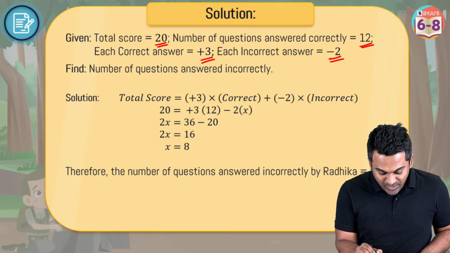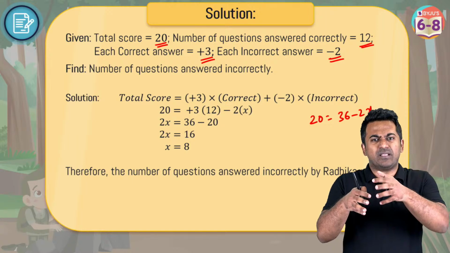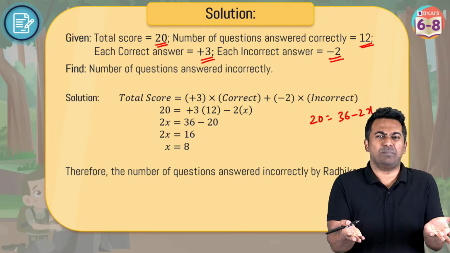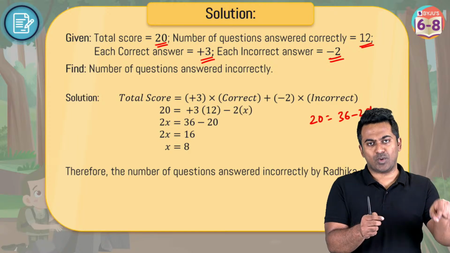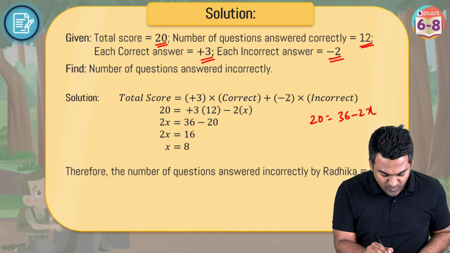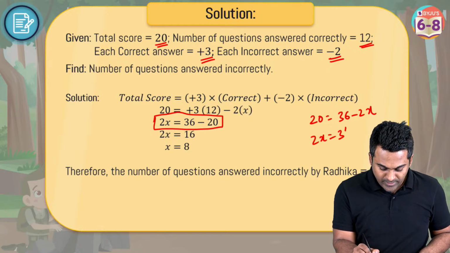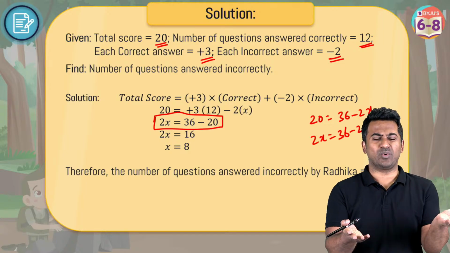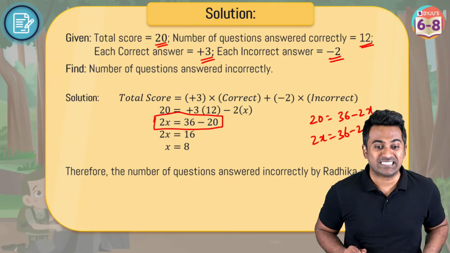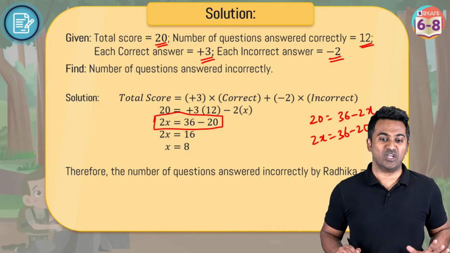So this becomes 20 is equal to 36 minus 2x. Bring the minus 2x to the left hand side and take the 20 to the right hand side. You simply got to know negative goes from one side to other, positive becomes negative. So this transforms to 2x is equal to 36 minus 20. Simplify, you get 2x is equal to 16. Divide both sides by 2 and you get the value of x as 8. So the number of questions answered incorrectly is 8.